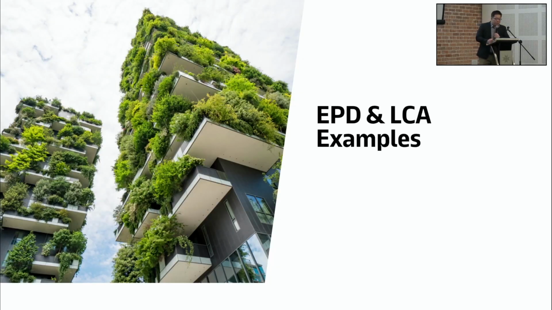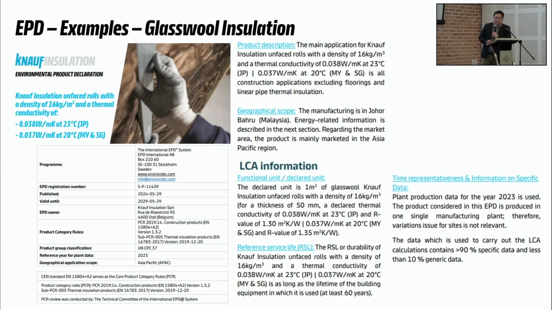So let me show you some examples of EPD and LCA that we have, right? How do we read and decipher? Each EPD for each product typically comes in more than 10, less than 20 pages, depending on how extensive the material is. Let me show you the first one. Right, this is a glass wool insulation. I actually cropped this from the document.